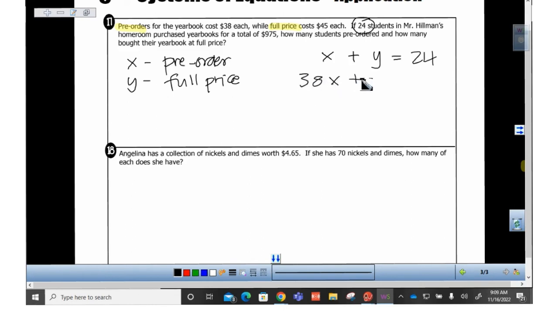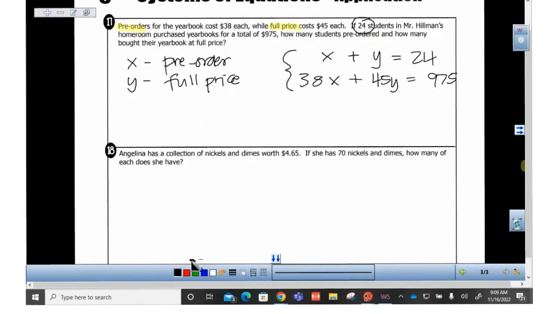Okay. Equals, how much was the total? Total is 975. Now that we have two equations, type this in the calculator, type it in LinSolve. Okay, menu 3, 2. Menu, we go to algebra, that's number 3. Then we go to number 2, LinSolve.